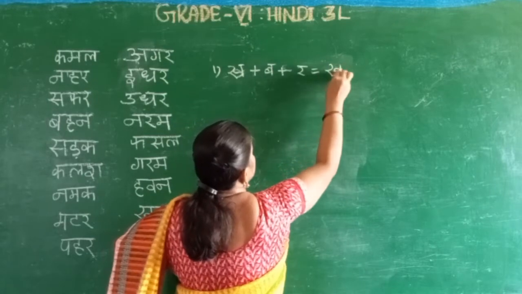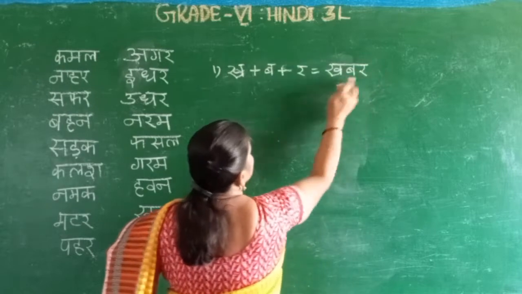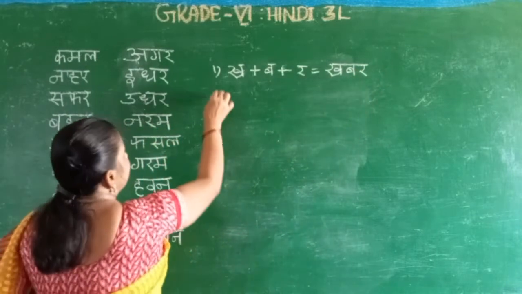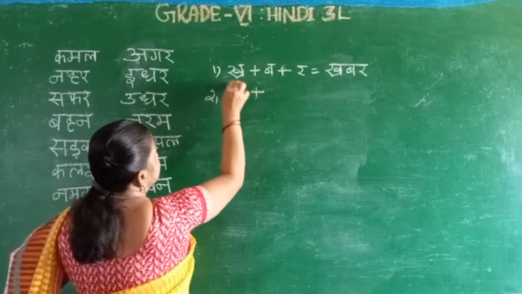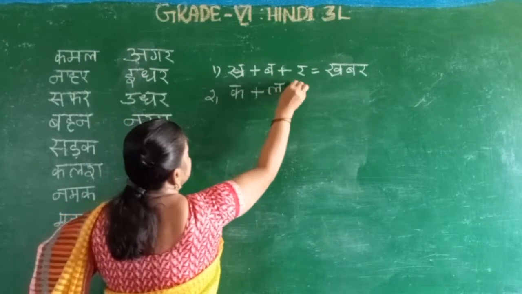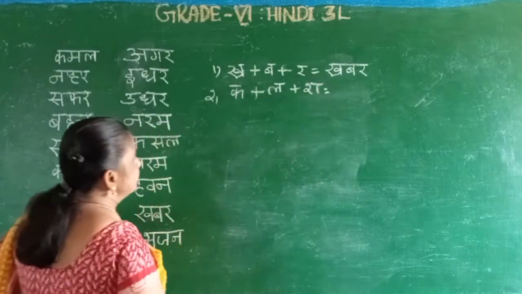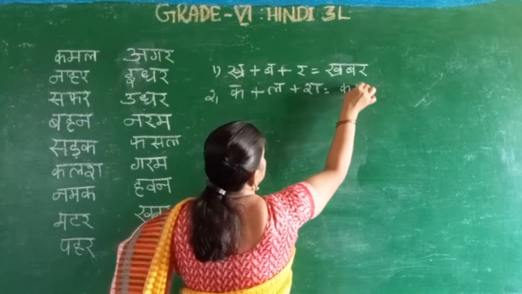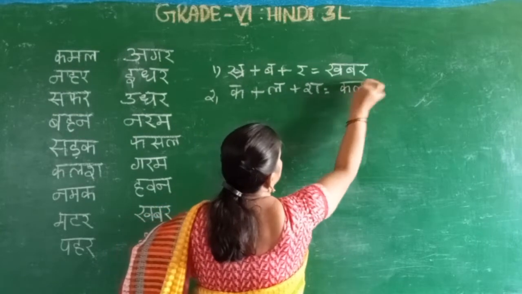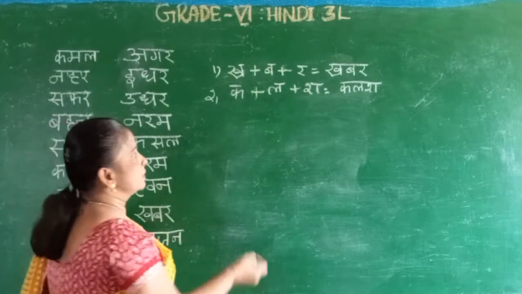See, ka ba ra, kabar. So one new word is coming now. And next, ka plus la plus sa. This is also the same. Ka la sha. Ka la sha. Colors. It's very easy. So this is for your reading practice.